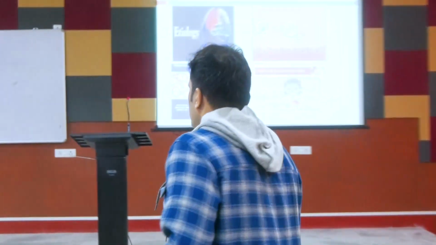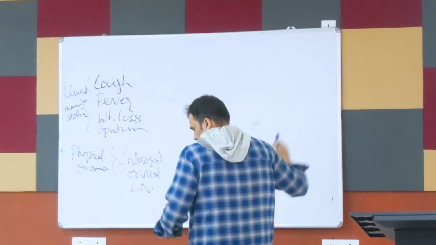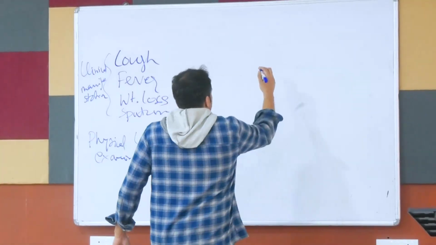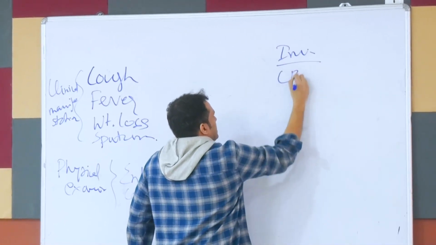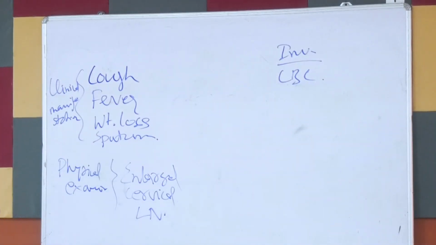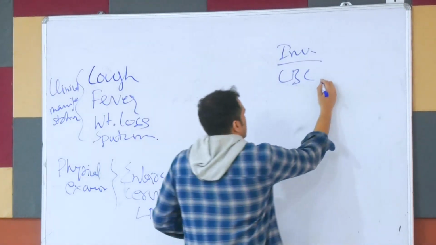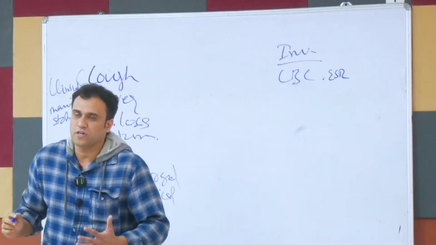You do a physical examination and you see an enlarged cervical lymph node. So in this case, what do you order? Say you order an investigation, you write complete blood count. You do a CBC, a complete blood count, which will include an ESR. ESR will be raised in tuberculosis.